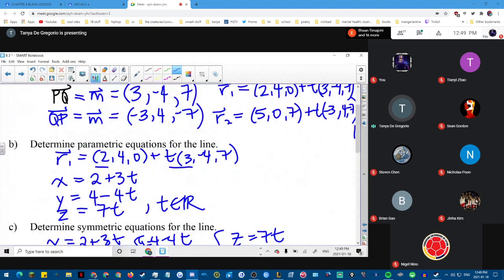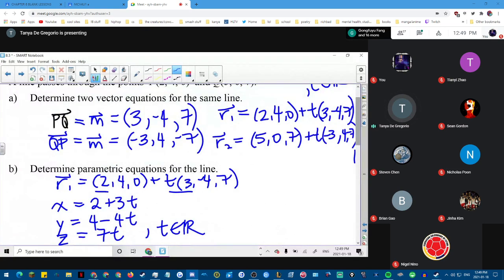B, okay. So here, determine the parametric equations. So R1 is equal to 2 plus 3t.